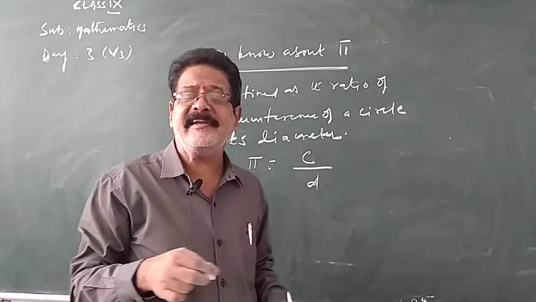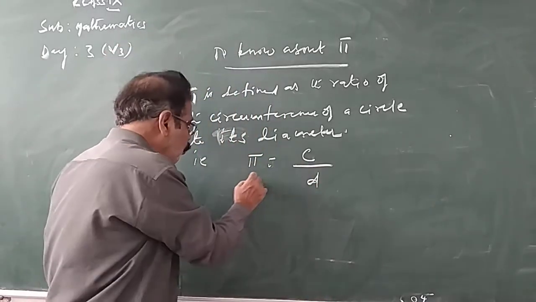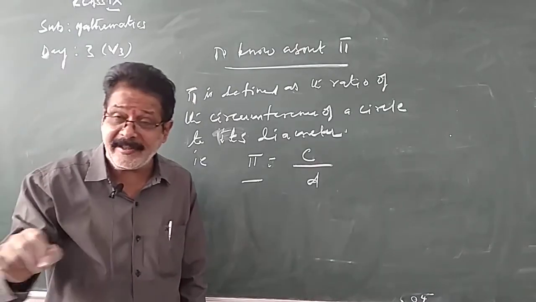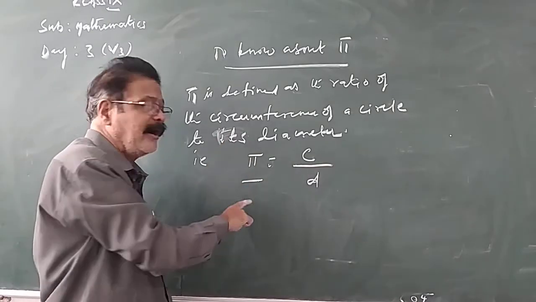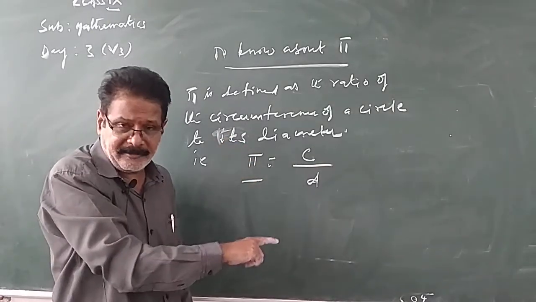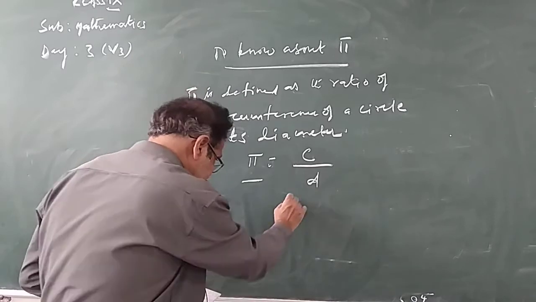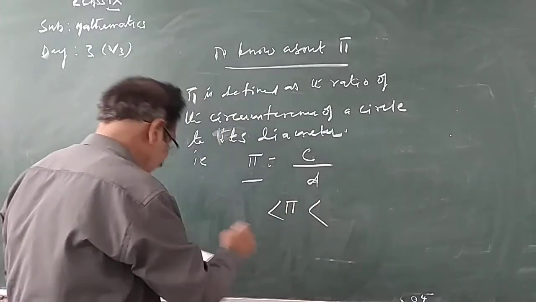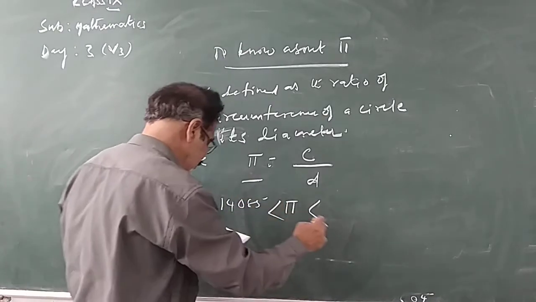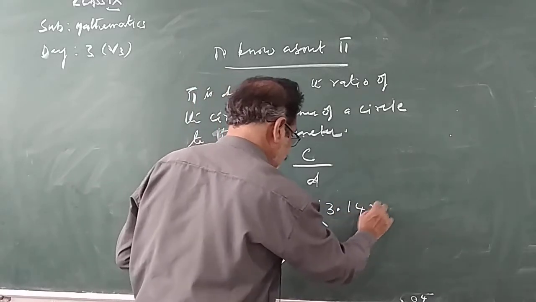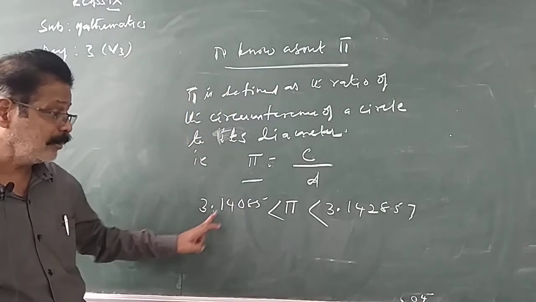So the Greek genius Archimedes was first to compute the value of pi. Who computed the value of pi in the beginning? Archimedes, the great mathematician and genius, first calculated the pi value. The pi value lies between these two numbers: 3.140845 and 3.142857.